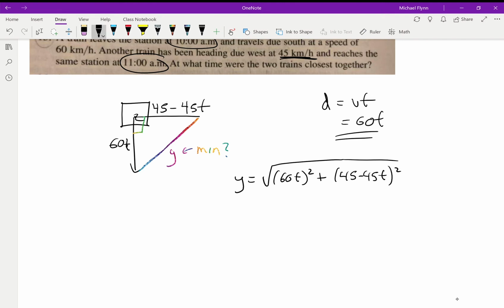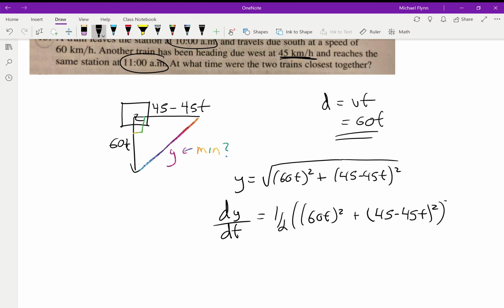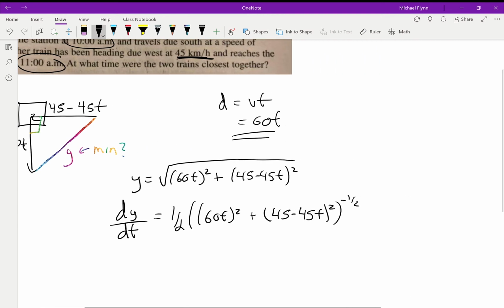I don't know how you want me to do this. I'll write it like this. dy/dt, with respect to time, okay, will equal. Now, the whole square root thing, you know that square root is to the power of 1/2, so I'm just going to write it's 1/2, just using the chain rule. And then this is going to stay the way it is. It's going to be (60t) squared plus (45 minus 45t) squared to the negative 1/2, like that.